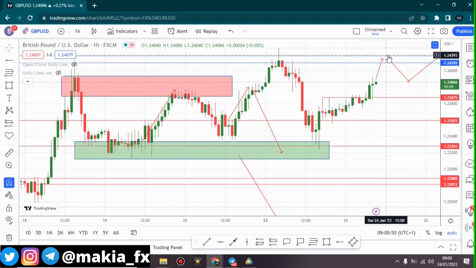But I'm expecting price to bounce a little bit to the downside and move to the upside, according to my reaction. But if I see a strong candle forming to the downside, and that candle keeps forming and breaking these particular areas, then I should be thinking about something else. So that is my reaction for the GBP/USD.